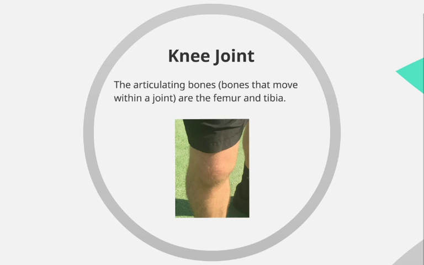So as I've already mentioned then, the knee joint, we need to know what we call the articulating bones. And articulating bones are bones that move within a joint. So within the knee, the articulating bones are the femur and the tibia. The femur is located above the knee joint, and as we know, the tibia is located below the knee joint.